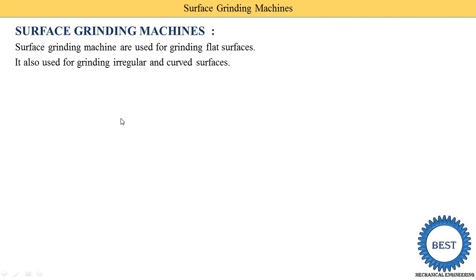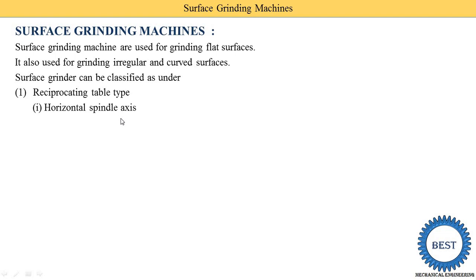It is not used for a cylindrical surface, meaning it is not used for round components. It is just used for flat, irregular, and curved surfaces. Surface grinders can be classified as follows. First, they come with reciprocating table types, and the second classification is the rotary table types.